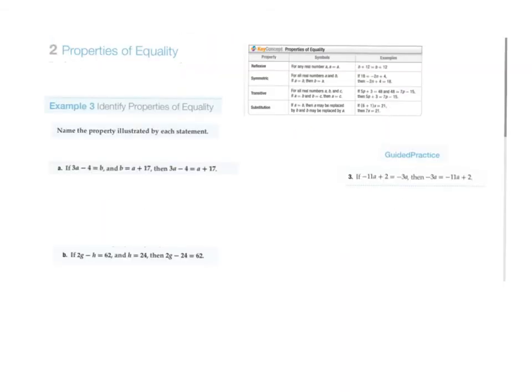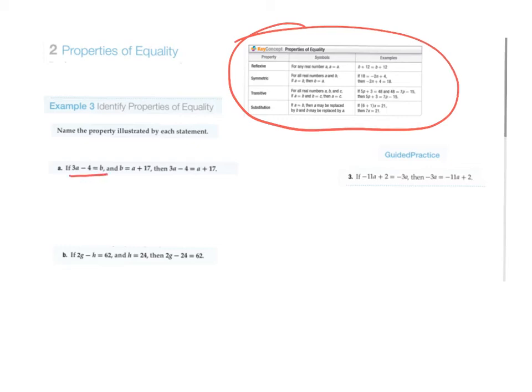The most difficult in these expressions is identifying the properties. And right over here on the right-hand side, and I circled it in red, are the 4 properties we're going to use. So we're looking for these things happening within our equation. So if we look at our first one, we have an equation, 3a minus 4 equals b. But then we have b equals a plus 17. And then the last one has those 2 things equal to each other.